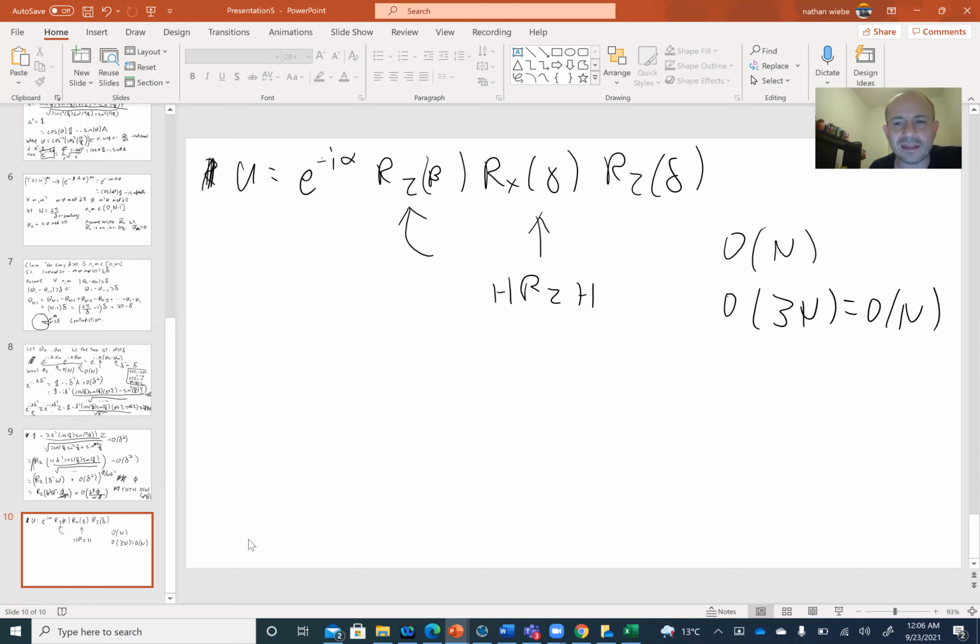So that is how we can show that an arbitrary single qubit rotation, and in turn, an arbitrary unitary transformation on a single quantum bit, can be implemented just using those two gates fired in a sequence over and over again. And there you have it.